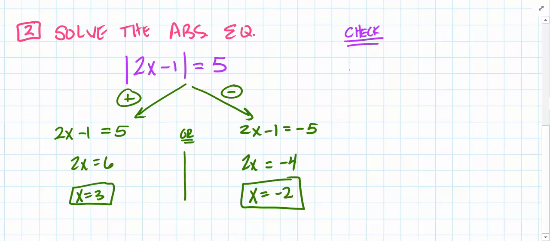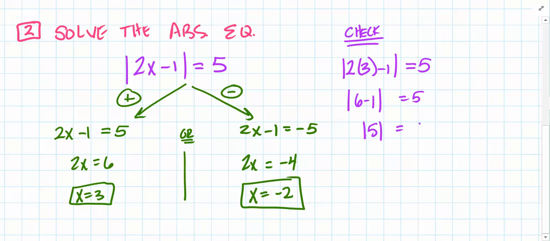So here's what we're going to check. The absolute value of 2 times my value, which is 3, and then minus 1. I want to make sure that that is equal to 5. So look what I'm getting here. Absolute value of 6 minus 1. Does that equal 5? Yep. The absolute value of 5 is still equal to 5. That is absolutely true. That's a true statement, right? What's the other one I should check?